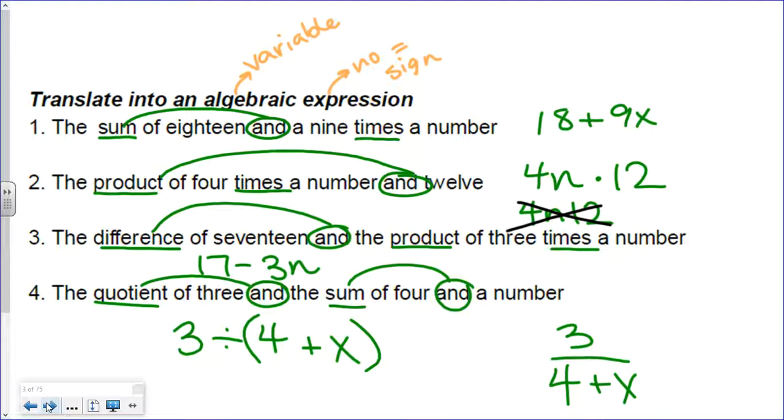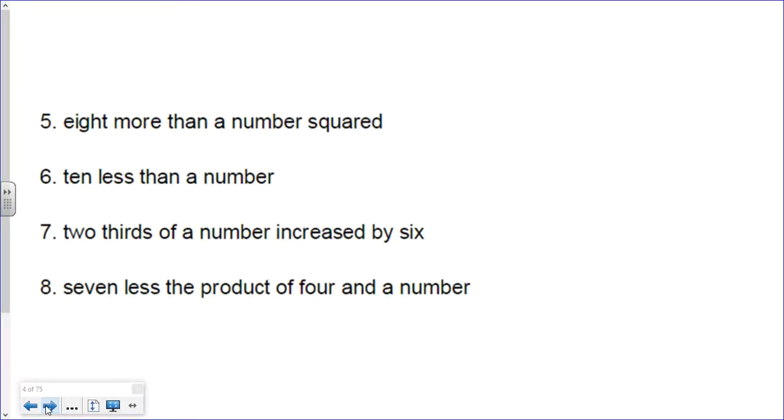All right, Robert, ready for number 5? Got some keywords for me? Okay. What am I going to start with? What's more than mean? A number. How do I show squared? A little 2 up there. Okay, wonderful. Easy one. All right, Sophie, keywords.